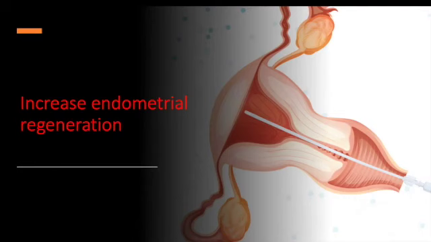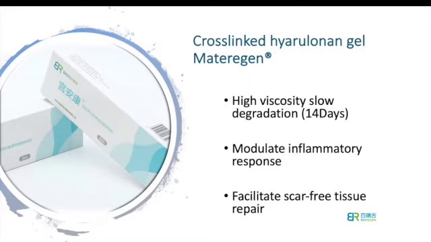How can you increase endometrial regeneration? There has been an attempt to use IUD and Foley catheter inside the uterine cavity to keep the walls separate, but anyway, this is always a foreign body, so that was the only solution you had until now. Since I am in China, I started to use this gel because this is a Chinese company's product, Mataregen gel, produced by Bioregion. This gel is very dense, so the degradation is quite long. It takes 14 days to be removed.